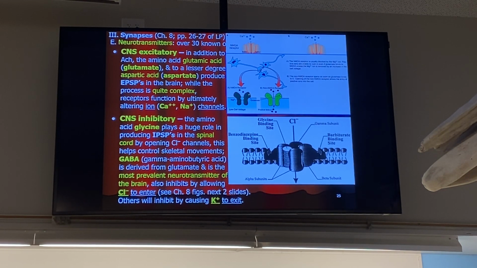When they open, that potassium is going to leave. Follow me? If you lose positive ion, you get more negative. Right. If you lose positive ion, you get more negative. That's why it says it's going to cause chloride to enter or potassium to leave. Both are going to make the neuron more negative, hyperpolarizing, inhibitory. Makes sense. Everybody got that? Any question about that?